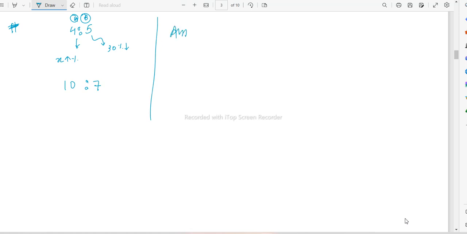Okay, so first of all, what you have to do is, earlier it was 4:5, now it has become 10:7. That means this would have been the value of 2 and this would have been the value of 6. Now if the value of 2 is equal to 30%.